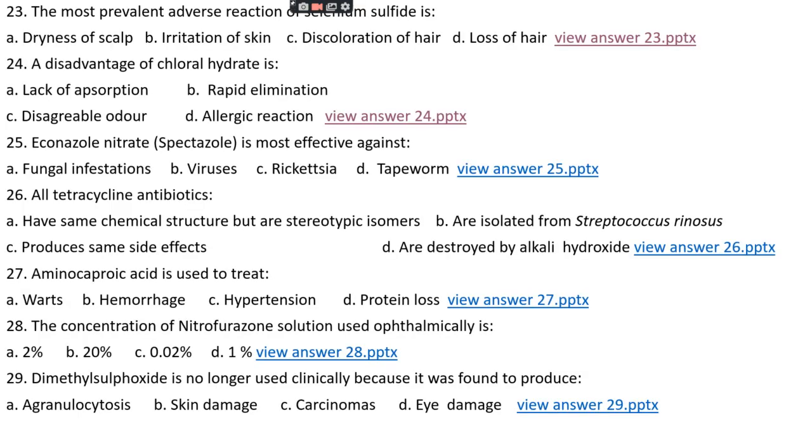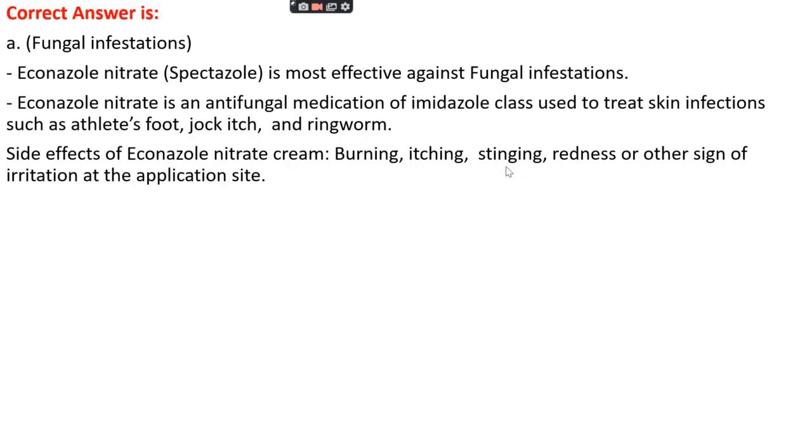Okay. Question number 25. Econazole nitrate, that is Spectazole, is most effective against: option A, fungal infestation; option B, viruses; option C, rickettsia; option D, tapeworm. The right answer is option A, that is fungal infestation. Econazole nitrate, that is Spectazole, is most effective against fungal infestations.